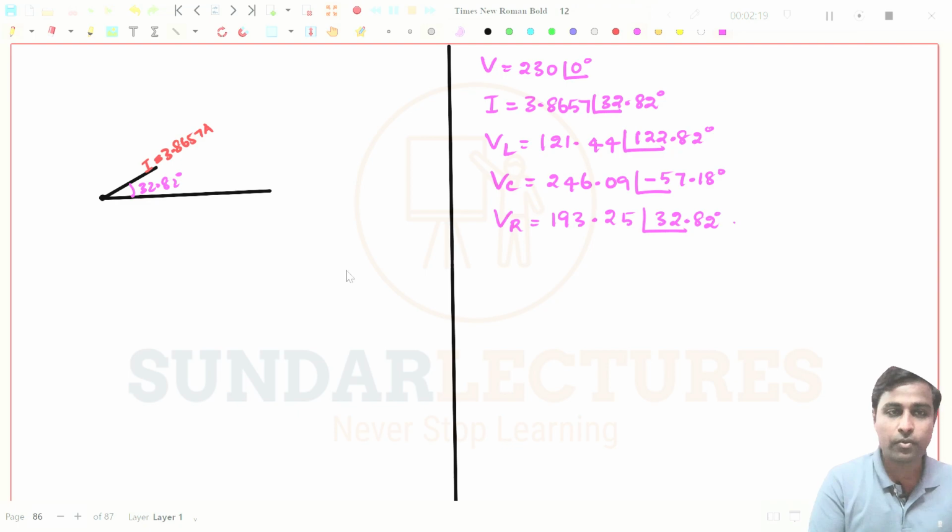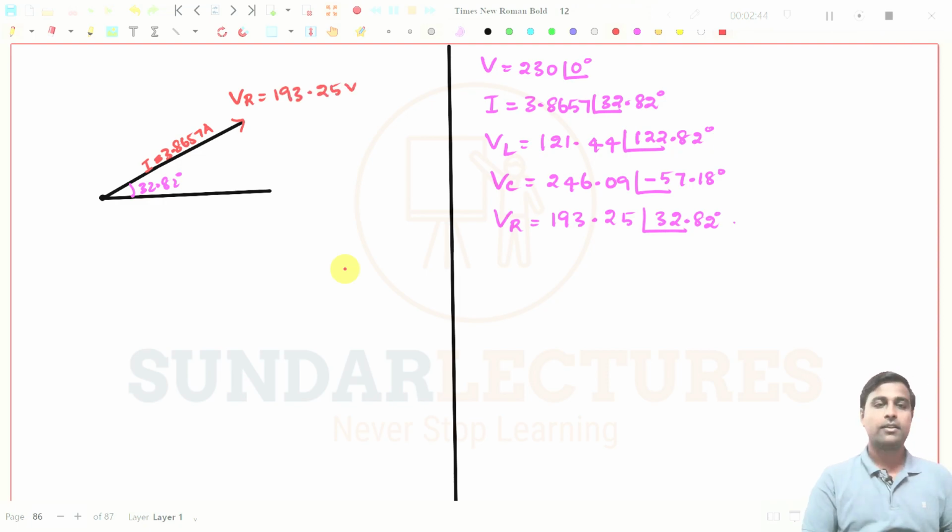If you extend this one up to this point, this value is VR. What is the magnitude value? That is 193.25 volt. So this is VR. Now we have drawn the I and VR phasors. Both are in phase, that we know. Anyhow, I will put a mark here. This is the I value.